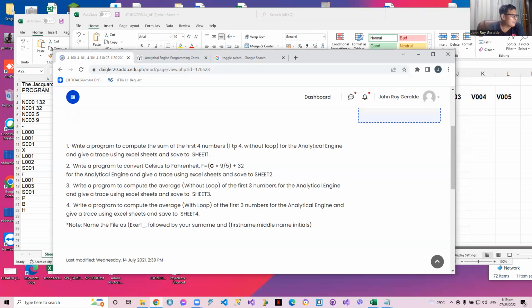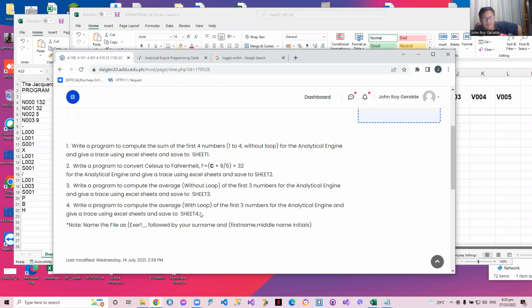You compute the sum of the first 4 numbers without loop. Okay? And then you convert Celsius to Fahrenheit, baligtad. And then write a program to compute the average. It's like computing the sum, but without loop. And then write a second version of the same program, this time using a loop. Okay, so yeah, that's your assignment. You figure it out. The logic is simple, no?